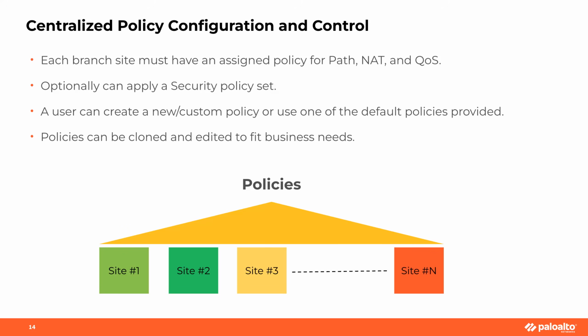And then the other thing is that Prisma SD-WAN gives you the ability to build rules based on different parameters. That way you can differentiate between, for example, cloud-based apps or enterprise-hosted apps. So we're going to go over some of these examples in the upcoming sections.